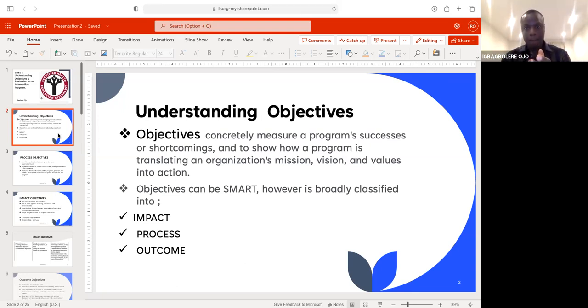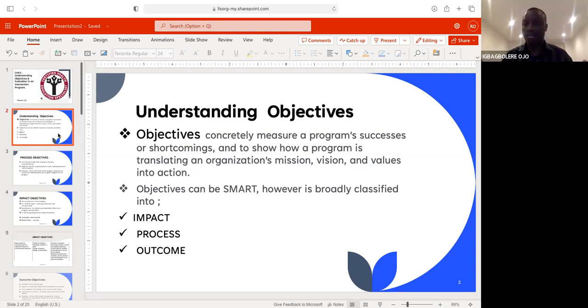Understanding objectives. What are objectives? Objectives concretely measure a program's successes or shortcomings, and show how a program is translating an organization's mission, vision, and values into action. That sounds like a lot. In simple terms, objectives are written goals: what your organization, or your program, or you as a health education specialist, what your intervention wants to accomplish.